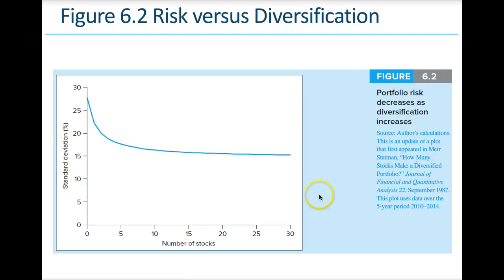Okay. So portfolio risk decreases as diversification increases. So we could look at, again, the number of stocks I was talking about versus the standard deviation. The standard deviation percent will be quite high for 1, 2, 3, 4 stocks. But as you start including more stocks, you start to minimize this risk.